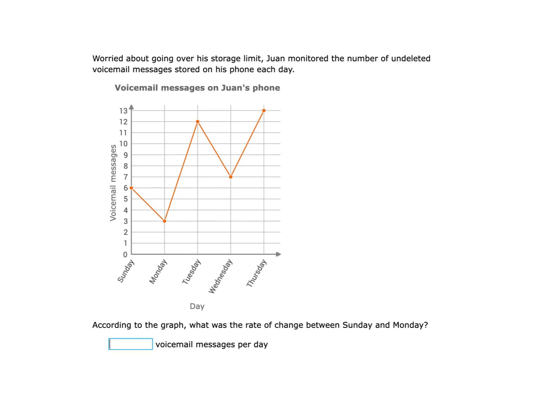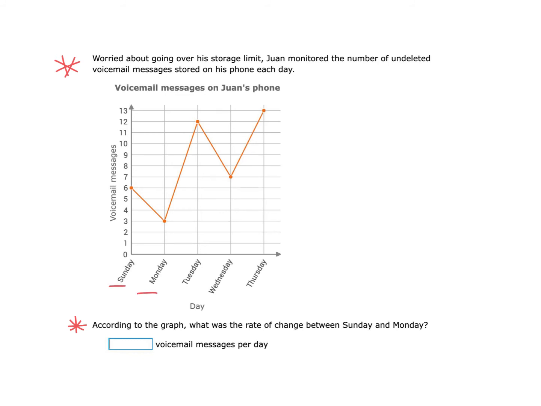Here we have another example of a rate of change that is not constant, meaning that it is changing every time different data points are recorded. So our situation is, worried about going over his storage limit, Juan monitored the number of undeleted voicemail messages stored on his phone each day. According to the graph, what was the rate of change between Sunday and Monday?